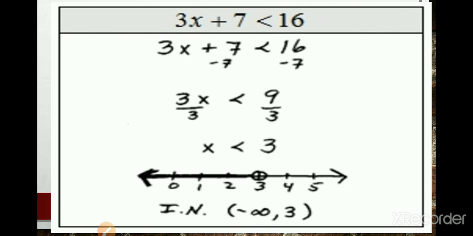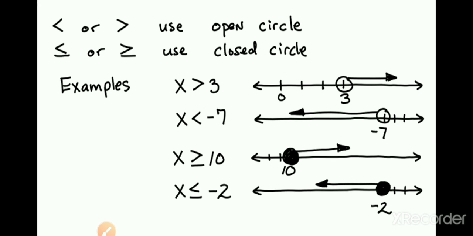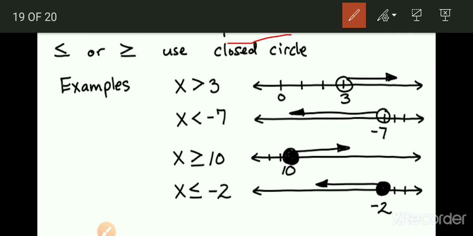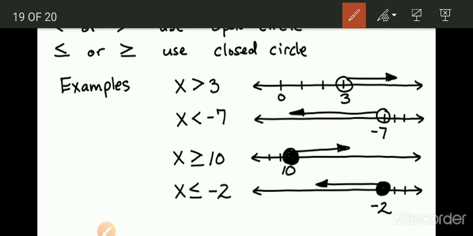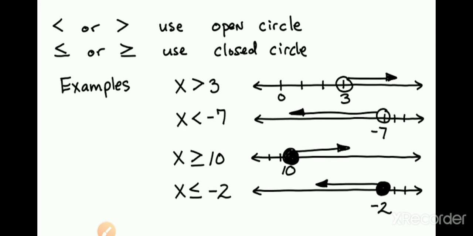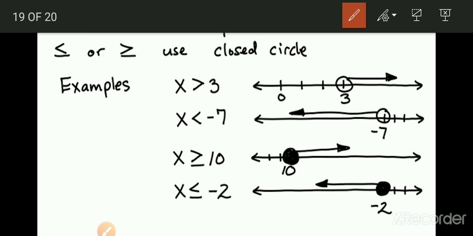So your graph of a linear inequality. We'll study this. The graph of a linear inequality in one variable is a number line. Use an open circle for less than or greater than, and a closed circle for less than or equal to, greater than or equal to. You can observe here clearly, for less than or greater than, it is an open circle. It is shown here, right? This is an open circle. And closed circle, that is a shaded portion.